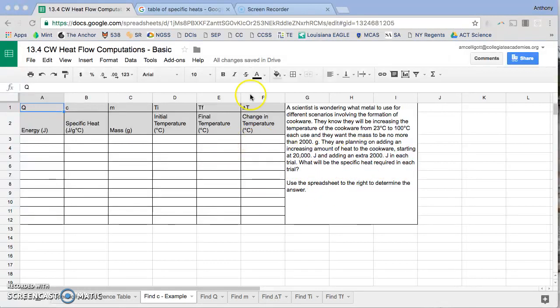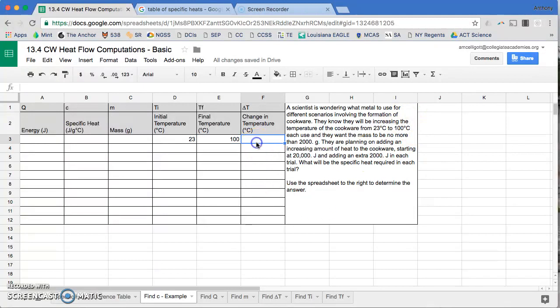Okay, so I'm going to start by finding the things that I know and putting them into this spreadsheet. So I see I've got this 23 degrees Celsius, and I see it's a temperature. So I'm going to go ahead and put 23 right here. And remember, you can only type numbers into these cells. If you type the units, it's not going to know that it's a number. So only the number. So it's 23 right there. And I see the final temperature is 100, so I'll type 100 right here.